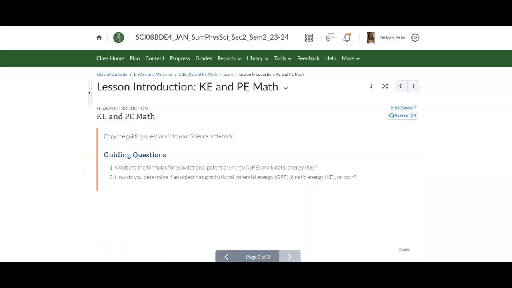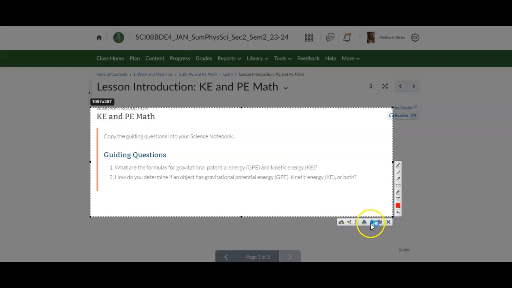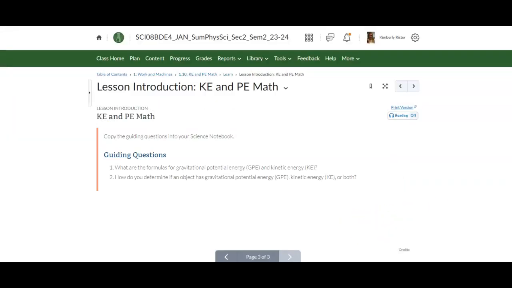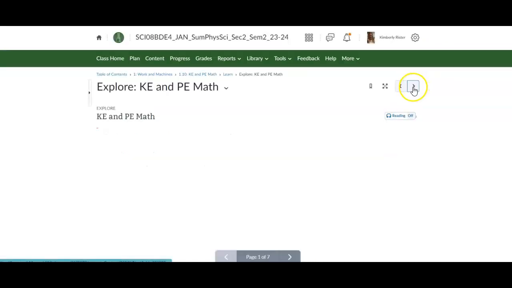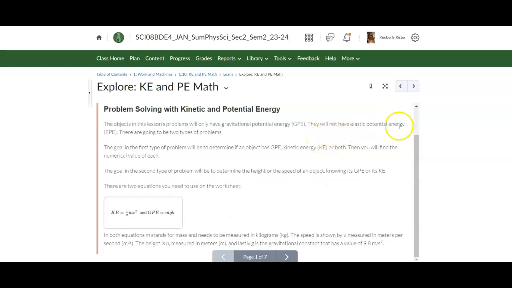We only have 2 guiding questions, and I took a little screenshot of those and put them over to the side, so I make sure that we cover all of those as we go through. And the first page in the lesson is jumping right in with those formulas.